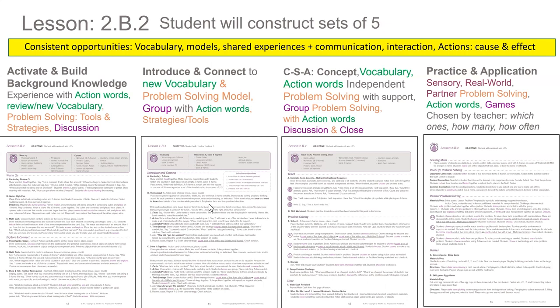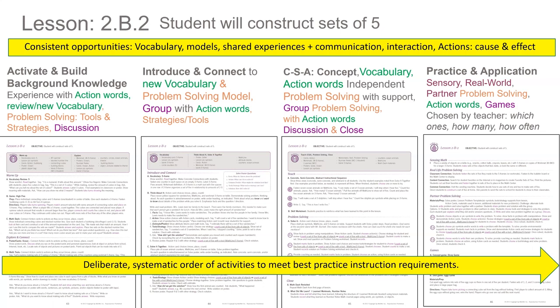Essentially, what we have here are consistent opportunities to learn vocabulary, to view models, to be a part of a shared experience and other experiences, not just one, but other experiences as well, communication opportunities, interaction, and actions which reinforce the idea of cause and effect. So essentially, the lesson is a deliberate, systematic order of activities to meet best practice instruction requirements as we pulled those from general education and supported with built-in adaptations for students.